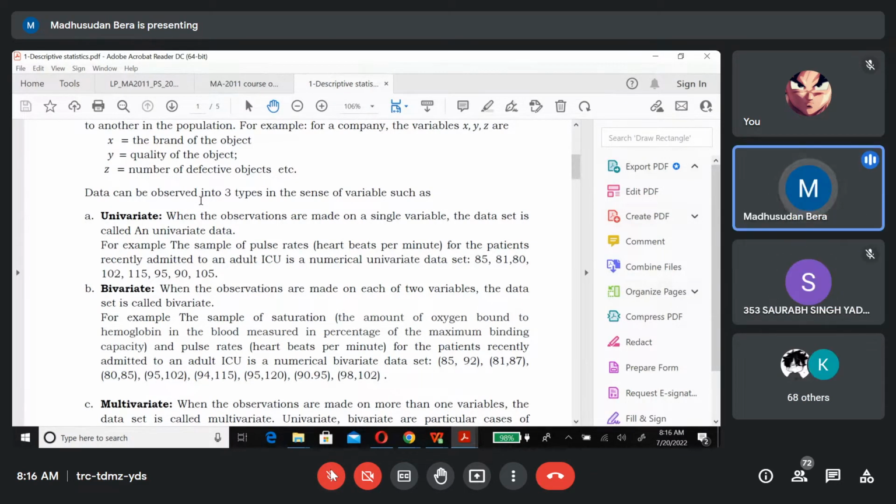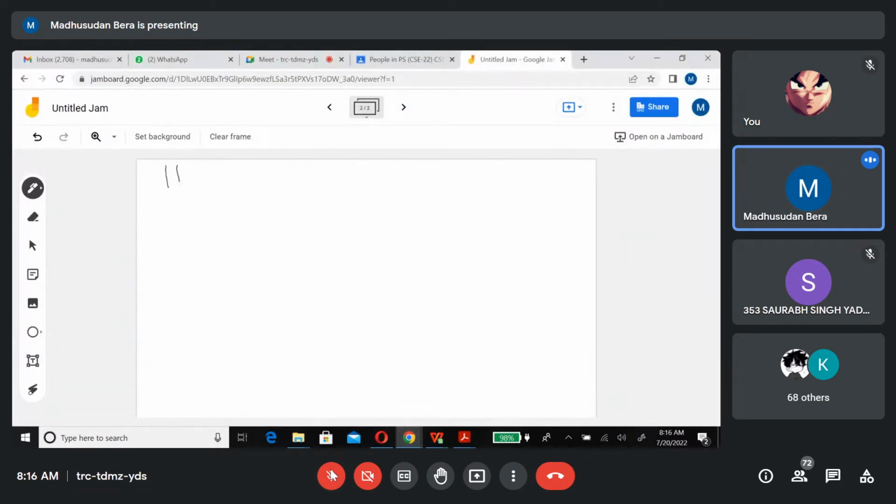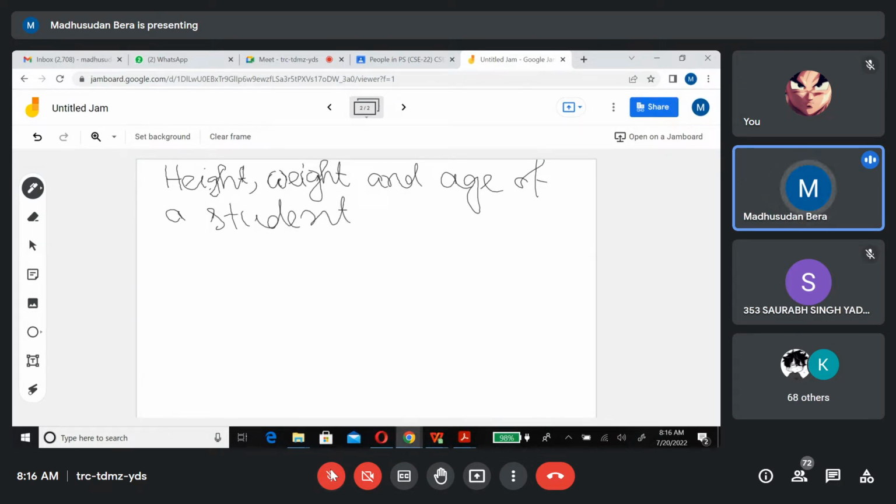And multivariate means more than one. Suppose we are taking height, weight and age of a student. Or suppose we are taking x, y, z. That is multivariate data. In fact, this one is trivariate.